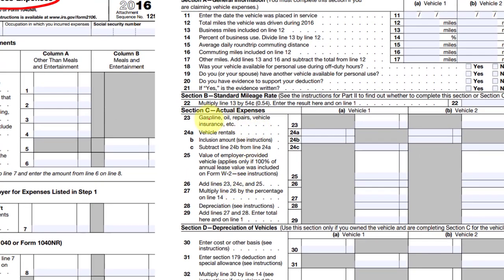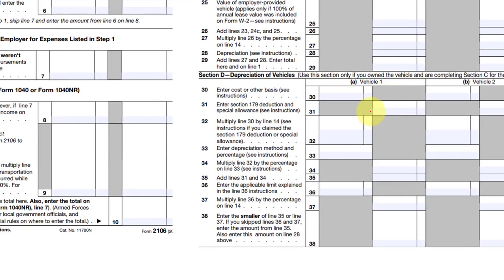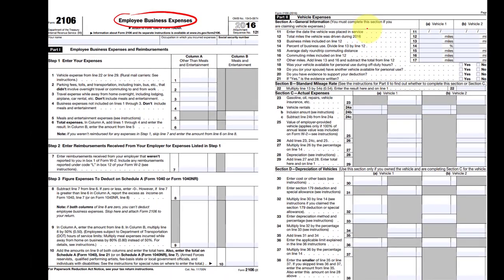But the easier of the two methods, actual versus standard. Standard, you can see just one line. You take the business miles here in line 13 and multiply it by the annual rate. This 54 cents was for 2016. For 2017, it's 53.5 cents. It changes every year. Sometimes it changes twice a year. But for 2017, it's 53.5 cents. Then the total of the costs here is reported back on the 1040 form.